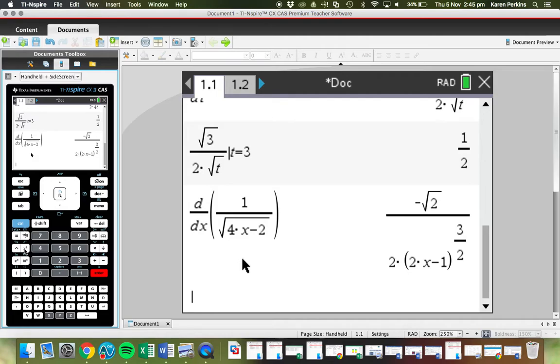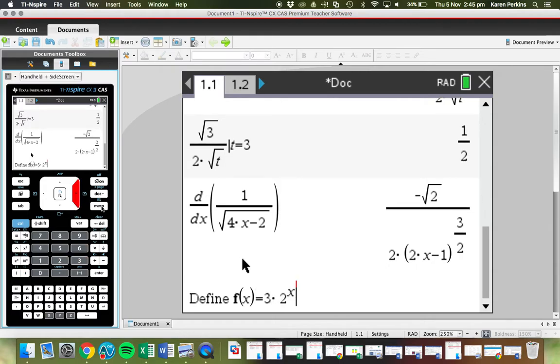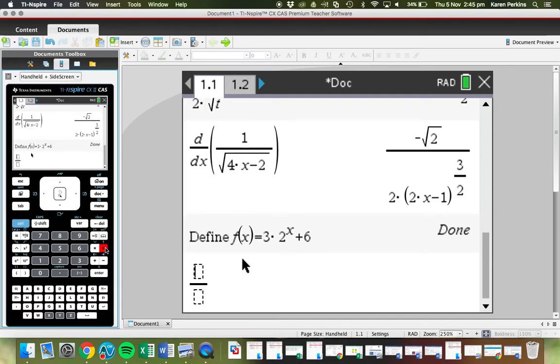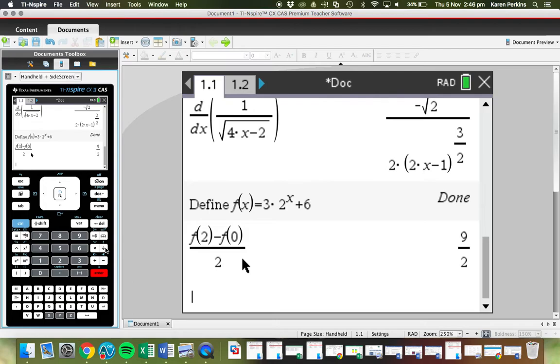Heading across to question 5, we went through one of these in class. The average rate of change is the gradient. So if I define my function f of x is 3 times 2 to the power of x plus 6, the average rate of change between 0 and 2. So I want rise over run, or y2 minus y1. So f of 2 take away f of 0 over 2. 9 over 2, 4.5, option E.